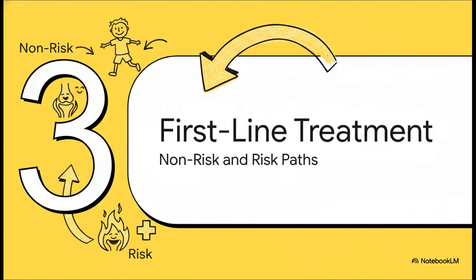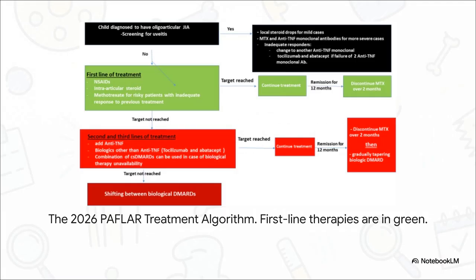All right, now we'll examine the first-line treatment algorithm, breaking down the distinct therapeutic pathways for both the non-risk patient cohorts and risk patient cohorts. Here is the complete treatment algorithm. For now, let's focus our attention on that upper green section, which details all the first-line therapies. As you can see, the initial decision point is the risk stratification we just discussed.